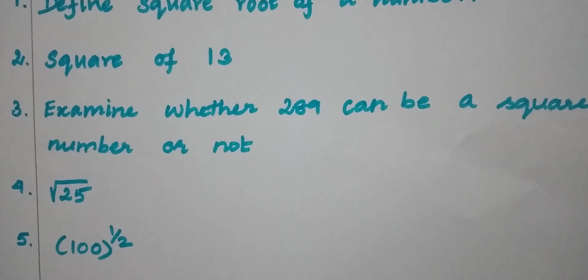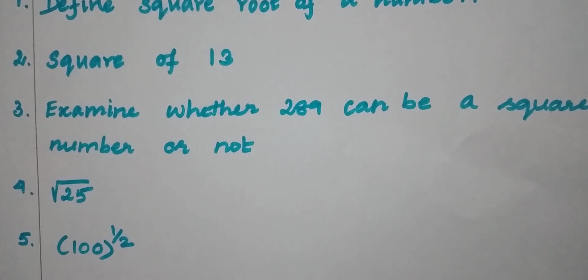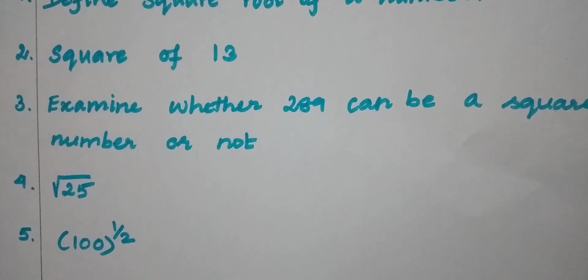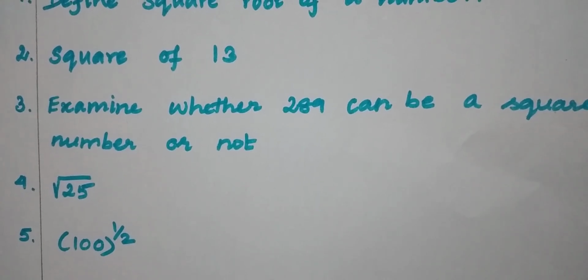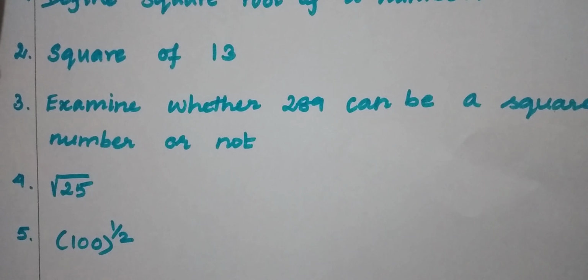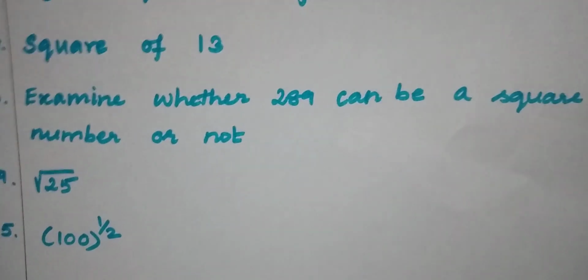Find the value of 100 to the power 1 by 2. 100 to the power 1 by 2 is nothing but root 100. The value of root 100 is 10. In today's class, we are going to learn about the method of finding the square root by factorization.